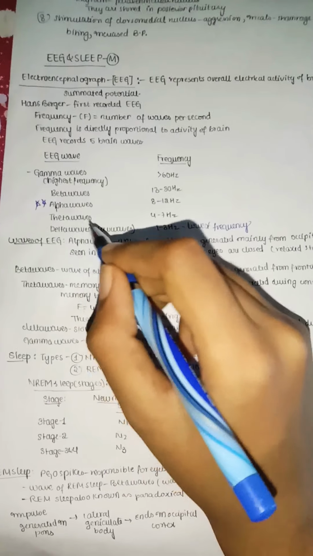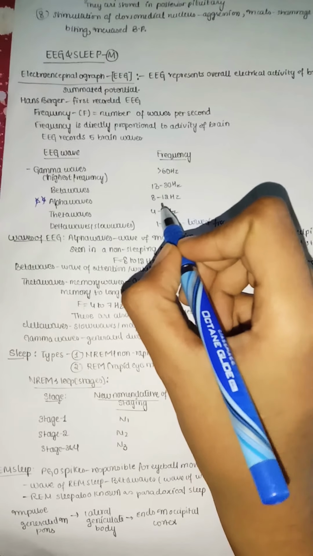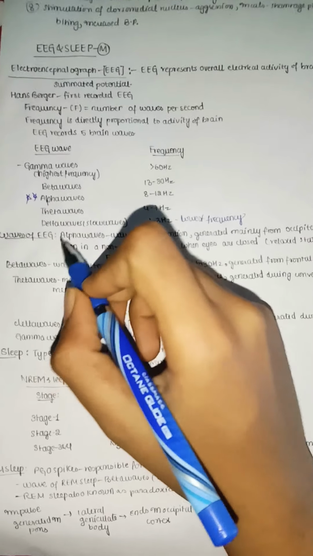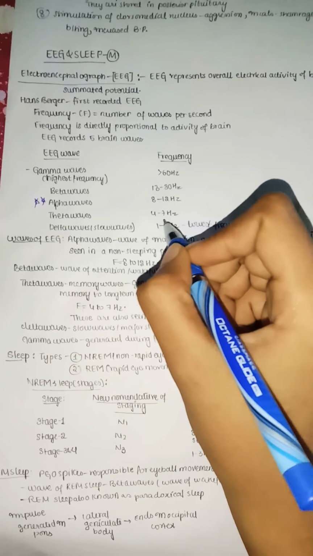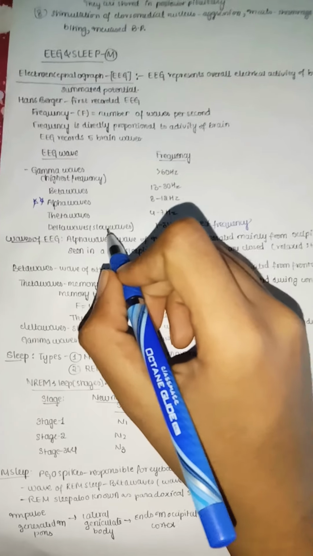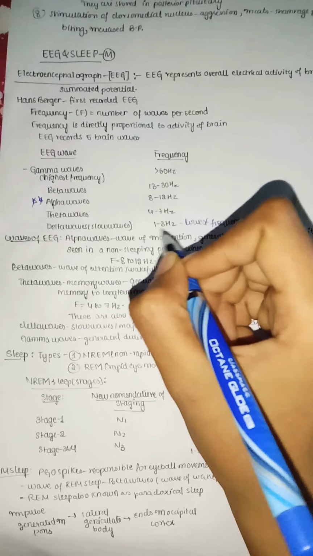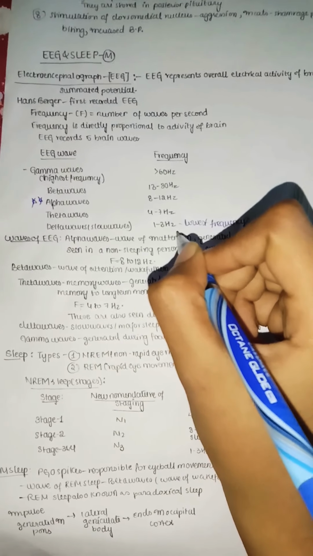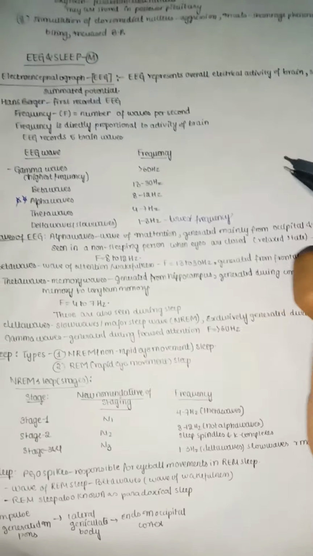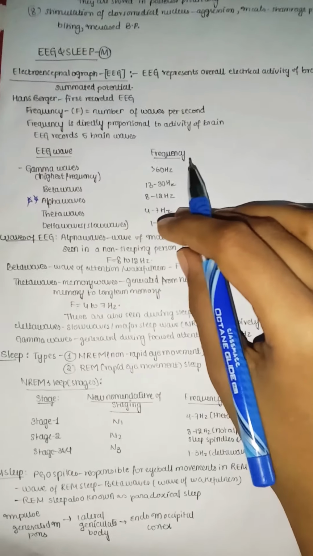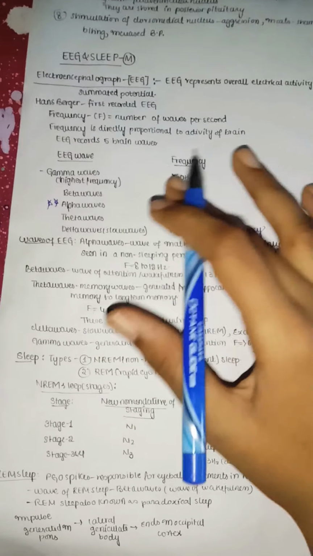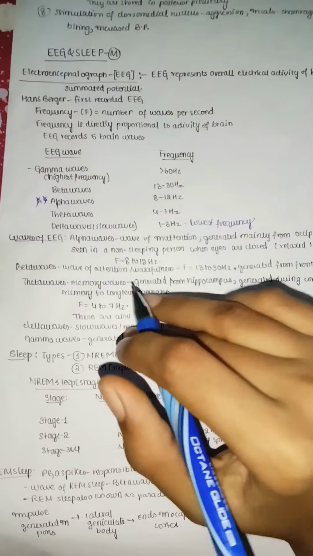And next you have the alpha waves, which are very important waves. Their frequency is 8 to 12 Hz. Next you have the theta waves, with a frequency of 4 to 7 Hz. And next you have delta waves, which are the slow waves, so the frequency is very low, like 1 to 3 Hz. It's the lowest frequency among all these waves. So the highest frequency wave is the gamma wave, and the lowest frequency wave is the delta wave.